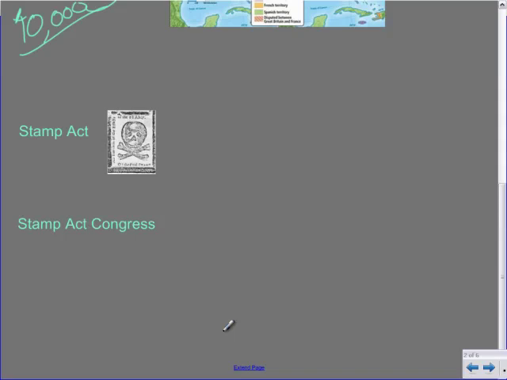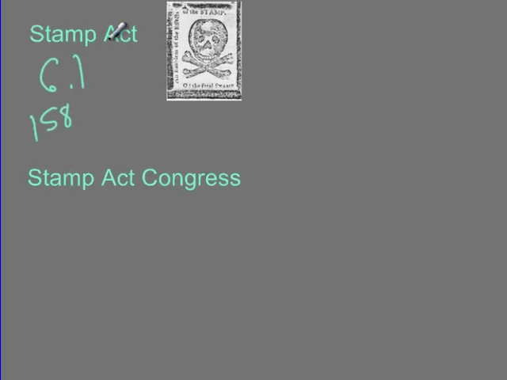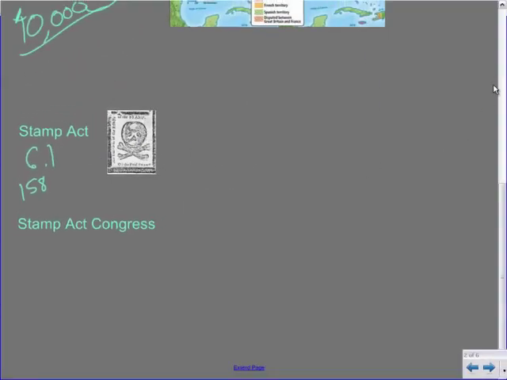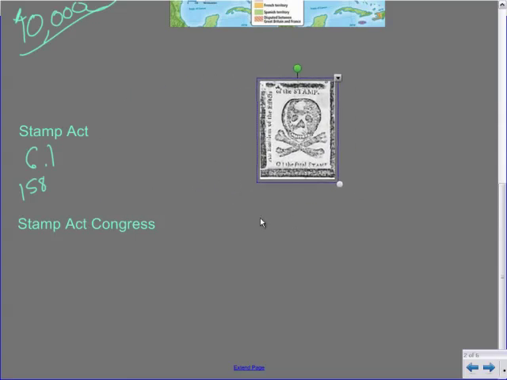They are passing laws without the colonists' input. One of the first acts that we talk about is the Quartering Act, and also the Stamp Act, which is chapter 6, section 1. It's on page 158. The Stamp Act and the Stamp Act Congress go hand in hand. The Stamp Act is taxing things. Everything's got to have a stamp on it to make it legal, to show that you paid the tax.